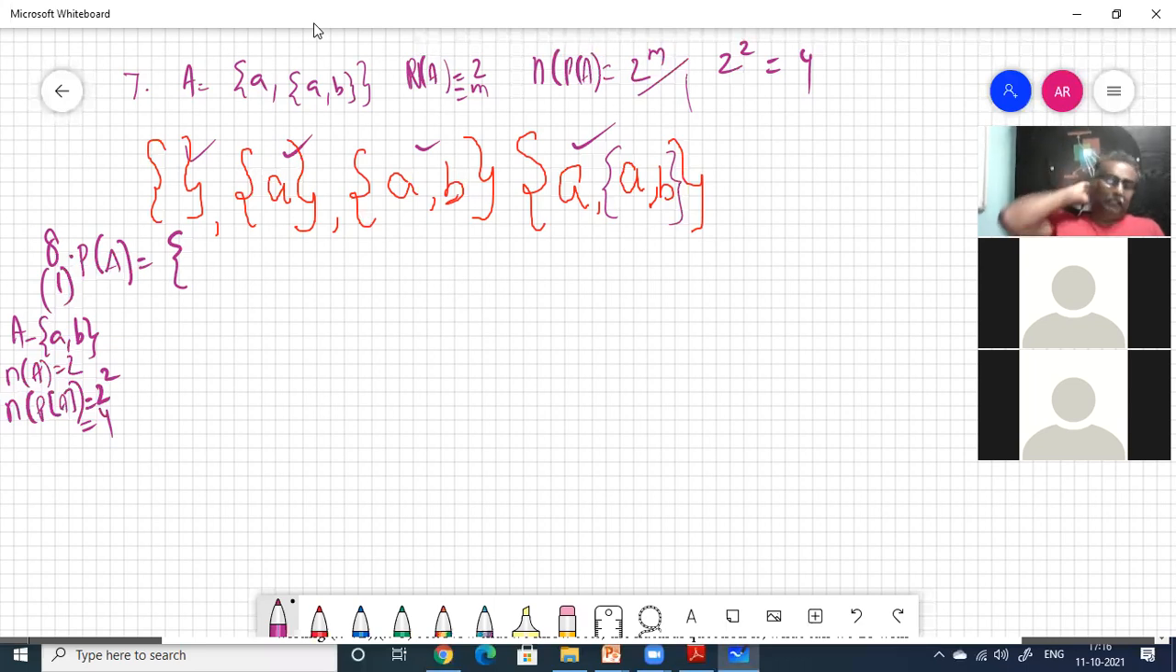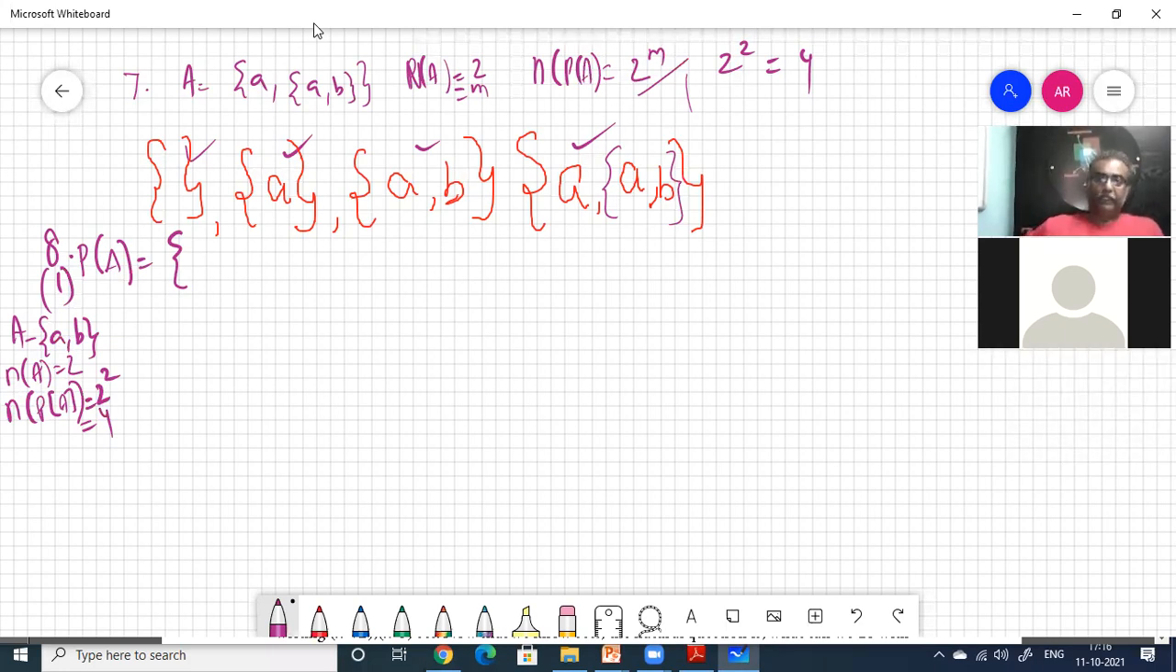Same thing as you did previously. Instead of putting separate sets, you should put it all in one power set inside brackets. That's all.